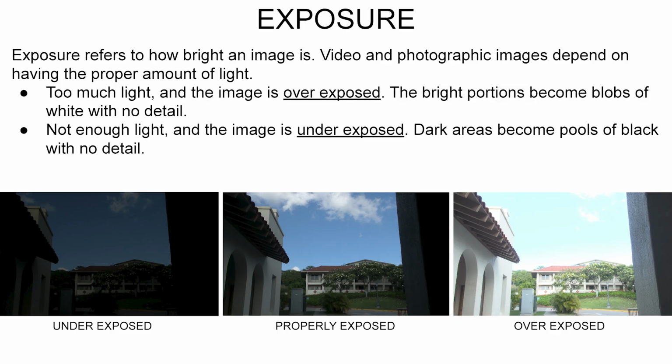So if you look at this slide, you can see that there are three images on it. The one on the left is too dark. It is underexposed. The one in the center is just right. It's properly exposed. The one on the right is too bright. It's overexposed. So, of course, what we're aiming for, at least with the camera, is proper exposure.